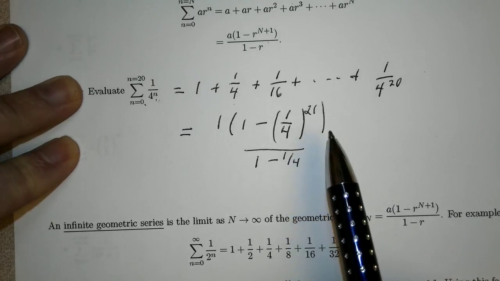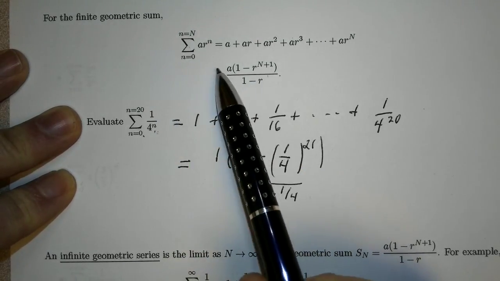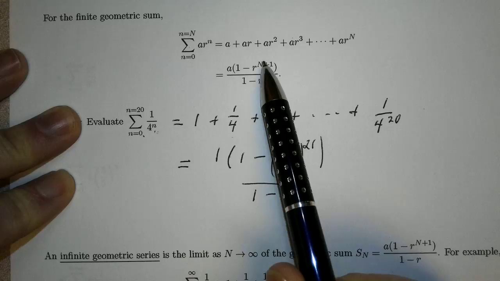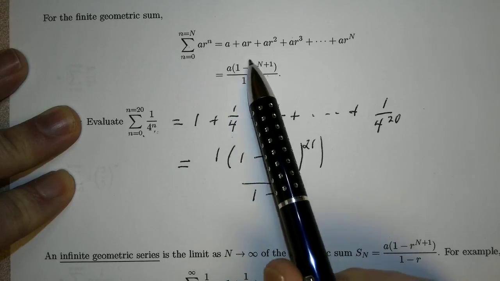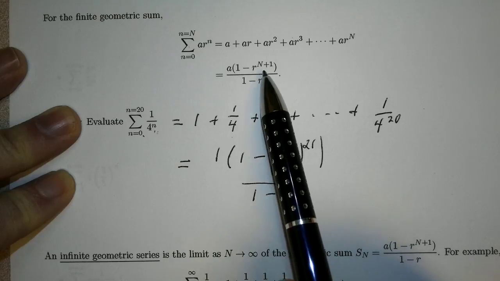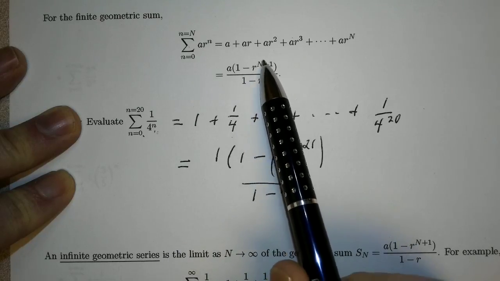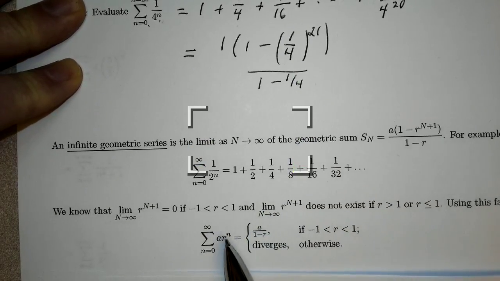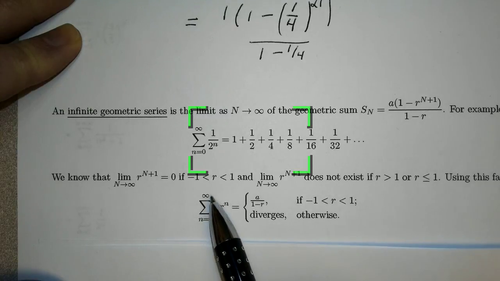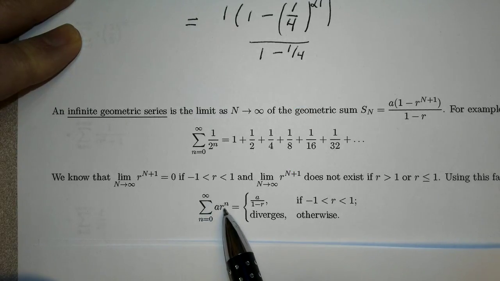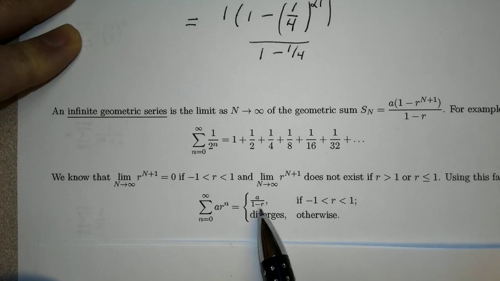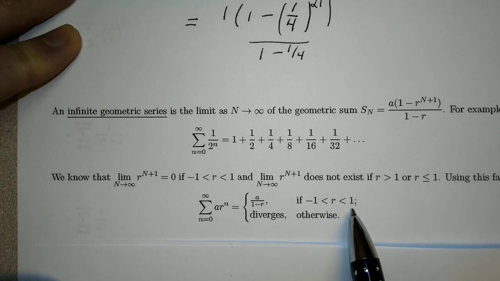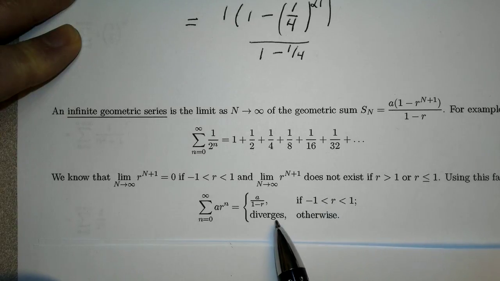Now let's recall that capital S sub n is given by this. And if r is between 1 and -1, we saw from our previous video that this has to go to 0. So if we take the limit as capital N goes to infinity of this, and if r is between -1 and 1, we know that this goes to 0. That means then that our geometric series, the series from n equals 0 to infinity, a times r to the n, will add up to be, or converge to, a over 1 minus r if r is between -1 and 1, and it will diverge otherwise.